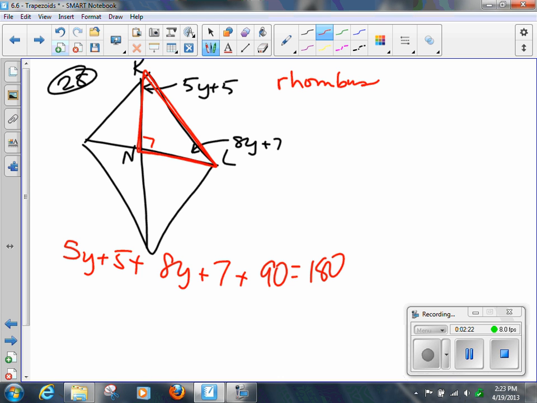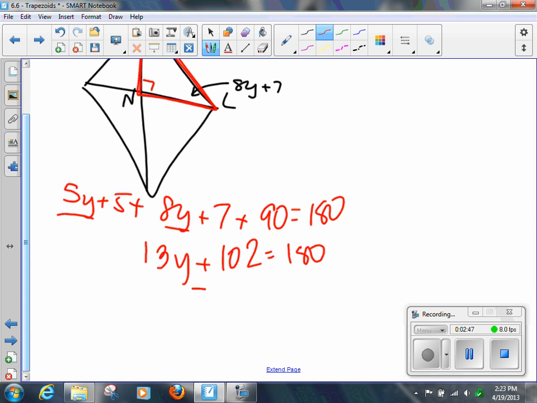You said what? What did you set equal to 90? 5y plus 5 and then 8y plus 7. You added those together and set it equal to 90? You can do that. You still should have gotten the same answer. 13y plus 102 equals 180. 5 and 7 is 12. 12 and 90 is 102. Then I'm going to subtract 102, and I get 78. 13y is equal to 78.